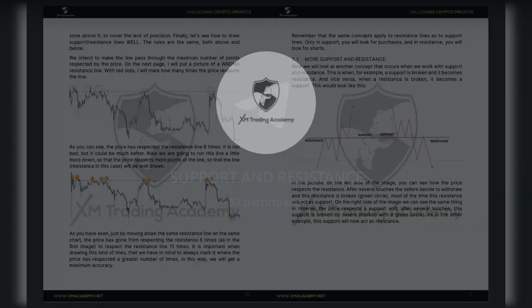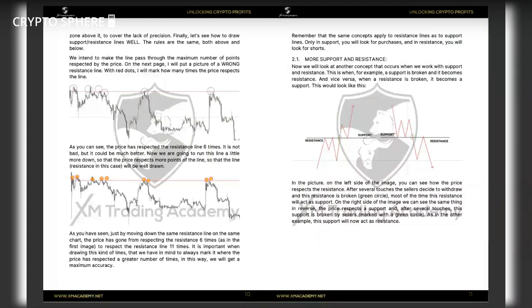Okay, someone is asking a question. How do you know if a support is about to be broken? Now, when I explain support turning to resistance and resistance turning to support, you'll be able to understand that even better.